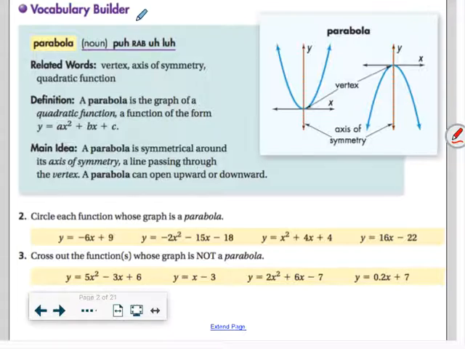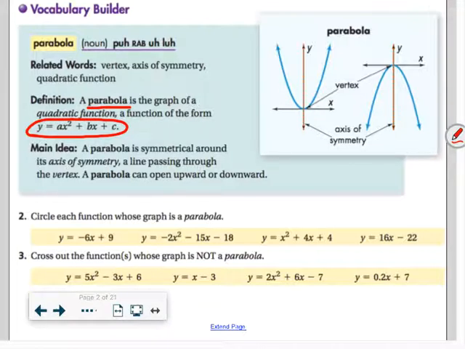So here's what we have, a parabola. I'm going to underline the word parabola here. A parabola is the graph of a quadratic function. And a quadratic function, and put a circle around this one, is y equals ax squared plus bx plus c. So the x squared is the key. If you have an x squared in your mind, you need to connect that that's a parabola.